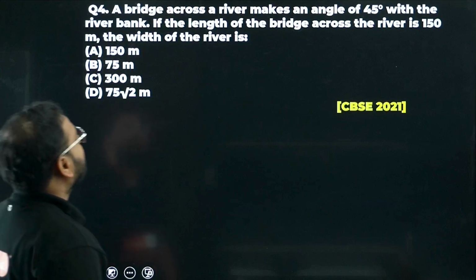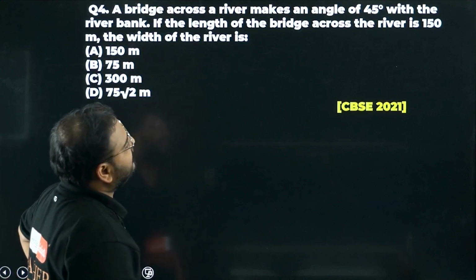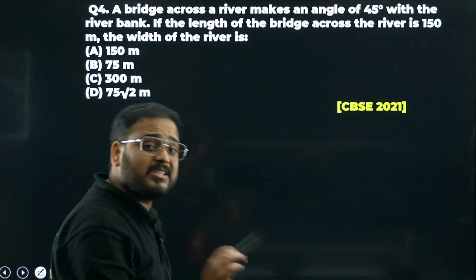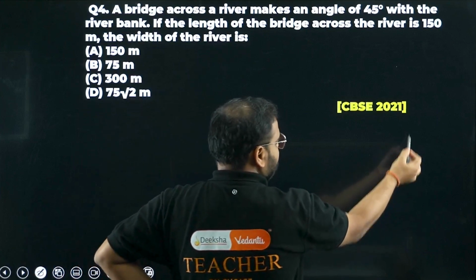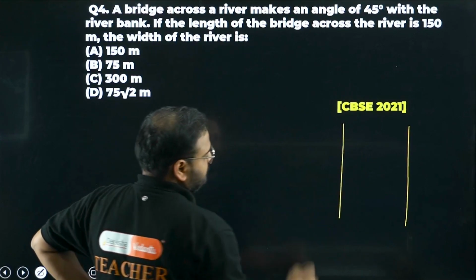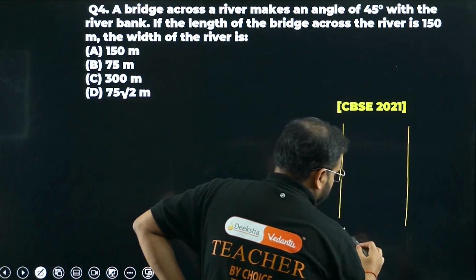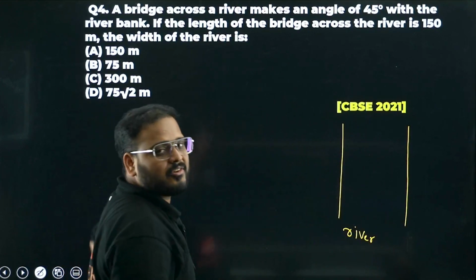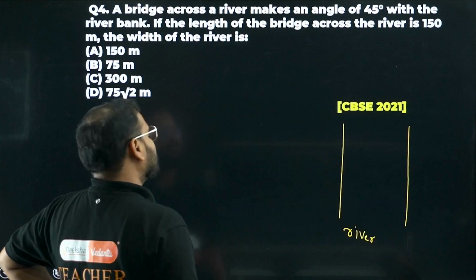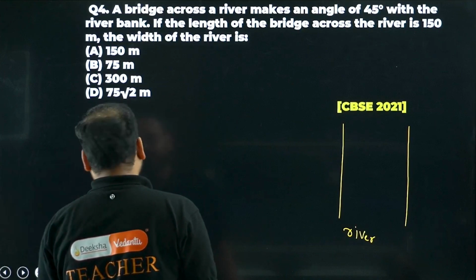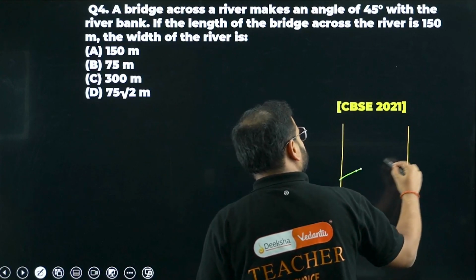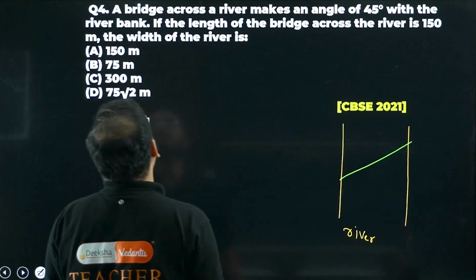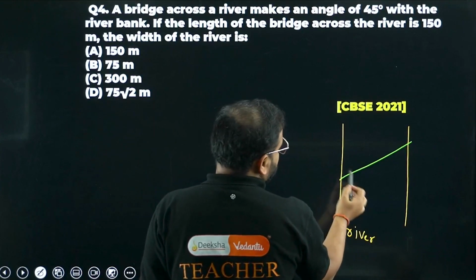Question number 4. A bridge across a river makes an angle of 45 degrees. Let's say this is a river; the stream can be in any direction. There's a bridge, and the bridge has an angle, meaning it is not straight. It is like this. The angle is 45 degrees with the river bank.